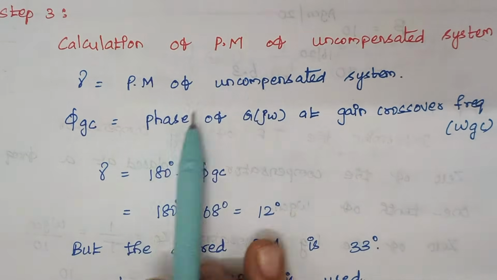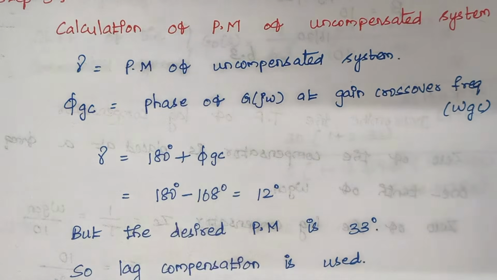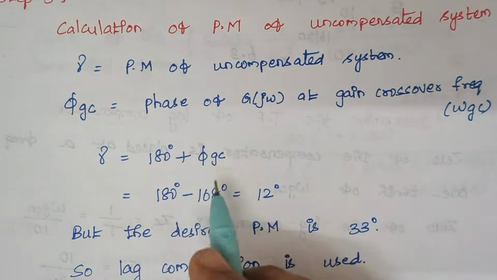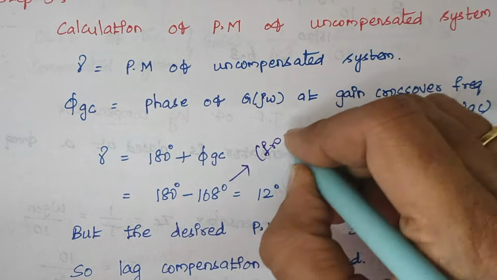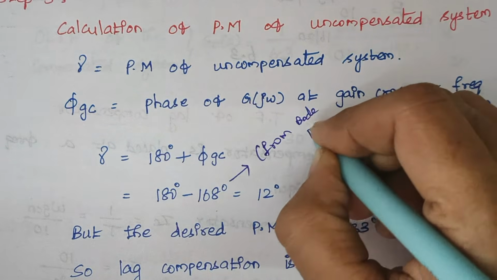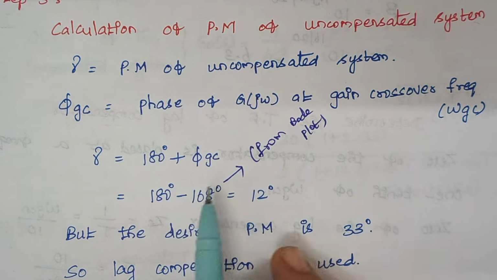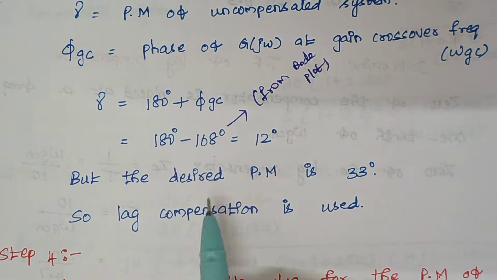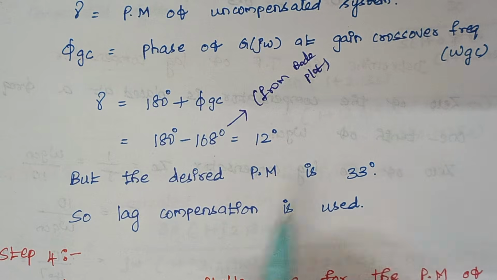Step 3 is calculation of the phase margin of the uncompensated system. Just now we found the value of phi GC as minus 168, so substitute that value in this formula. We get this value from the Bode plot. Just substitute it and the answer is 12 degrees. But what is the expected value? The value given in the problem is 33 degrees, so we are going for a lag compensation.